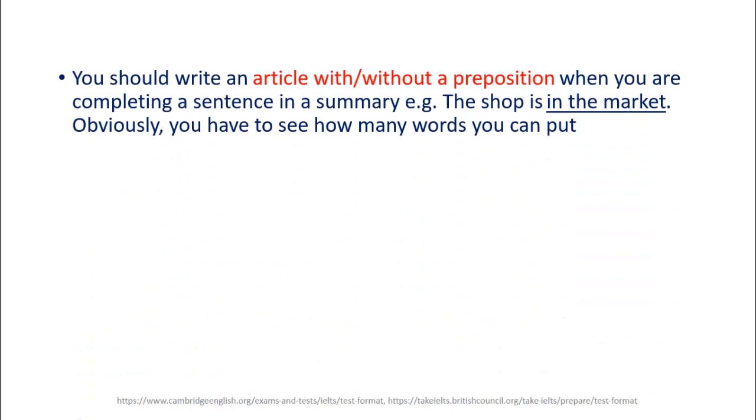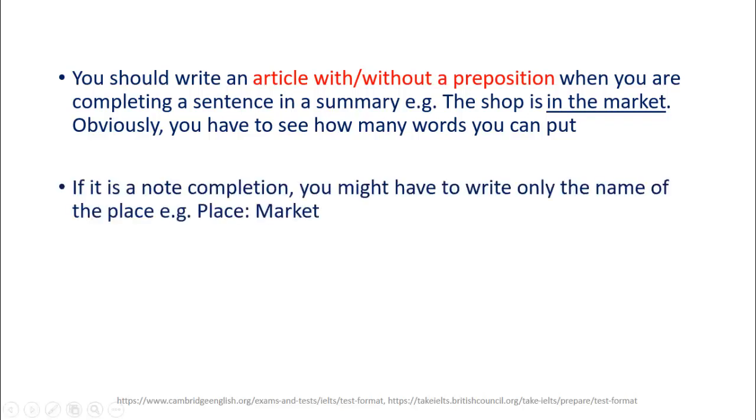You should write an article, with or without a preposition, when you are completing a sentence in a summary. Example: the shop is in the market. Obviously, you have to see how many words you can put. However, if it is a note completion, you might have to write only the name of the place. Example: place, market.